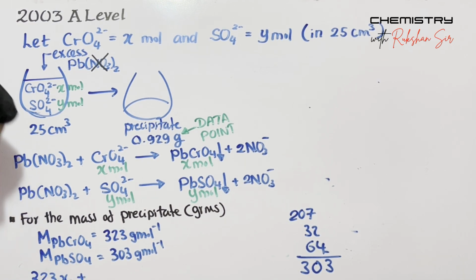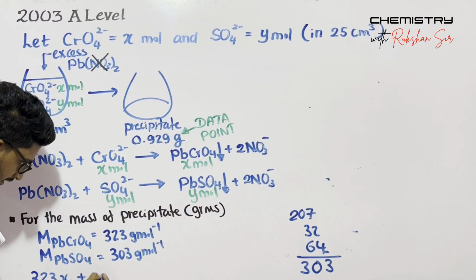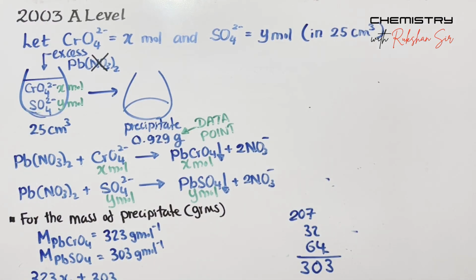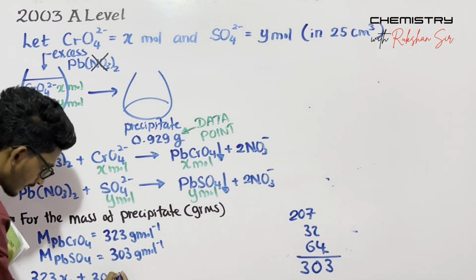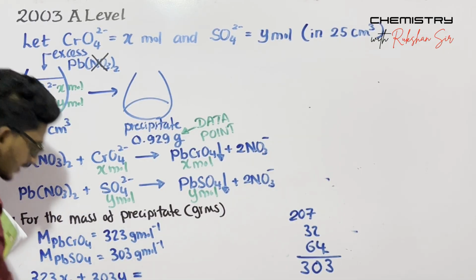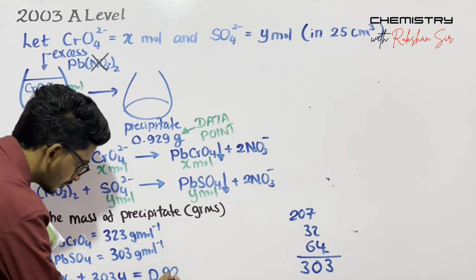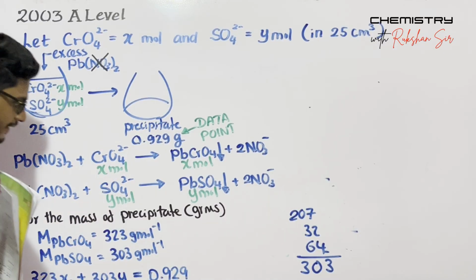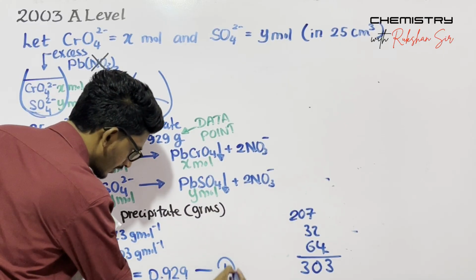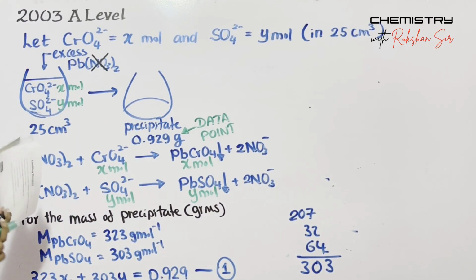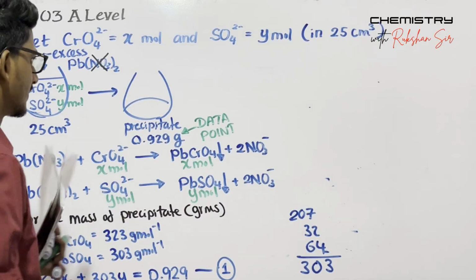323x plus 303, right? Y is equal to 0.929 grams, right? That is your equation number 1. Done? That is about the equation number 1, right?